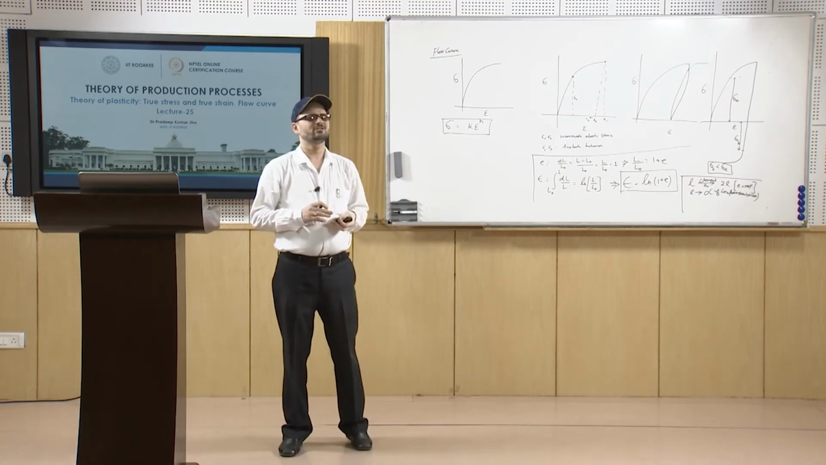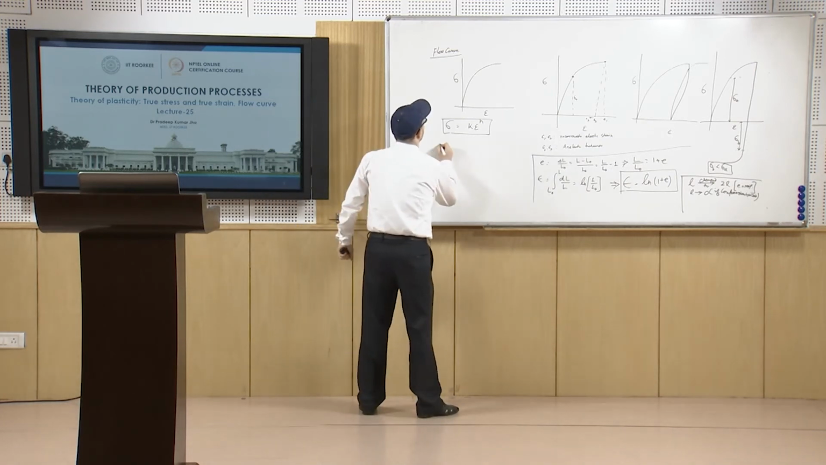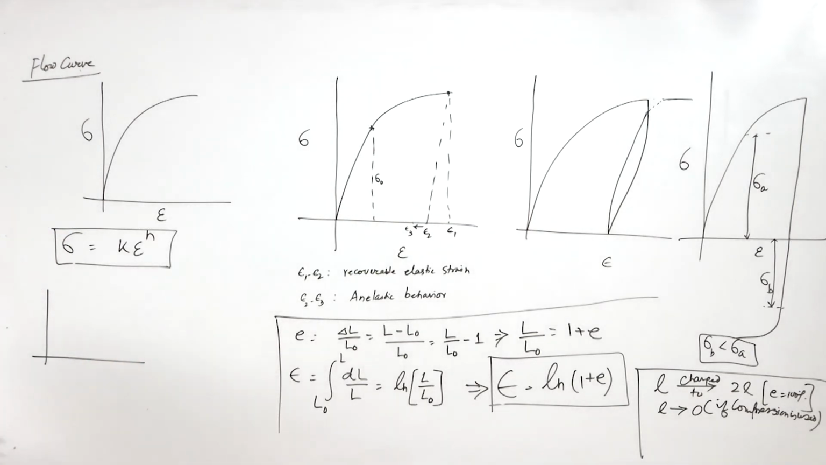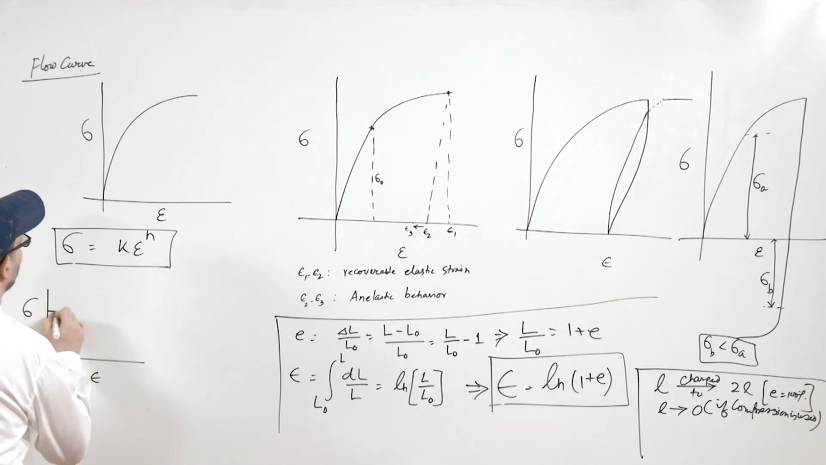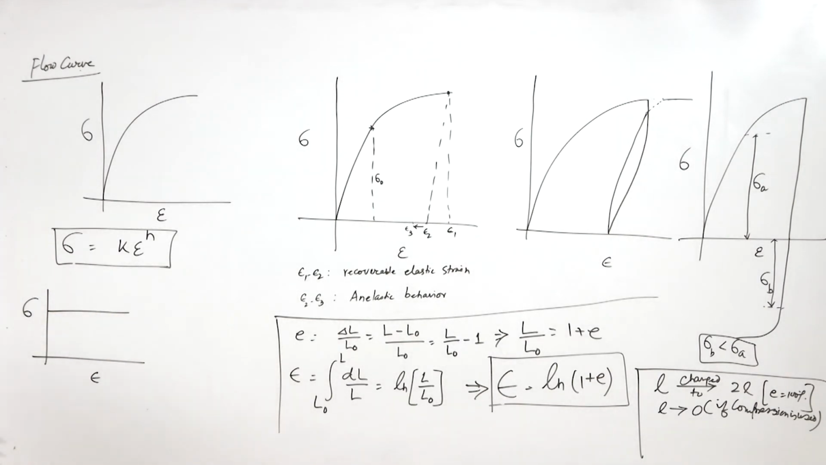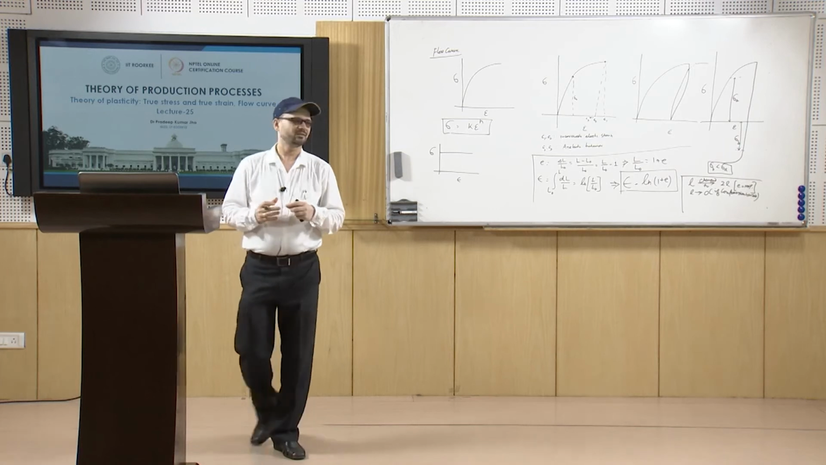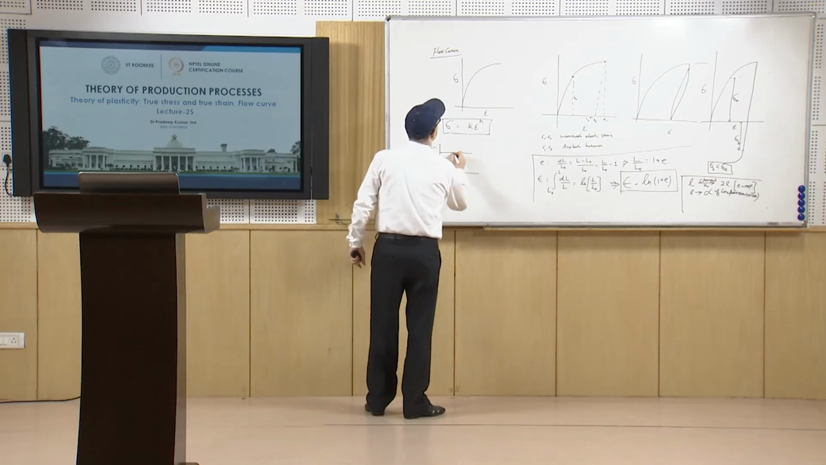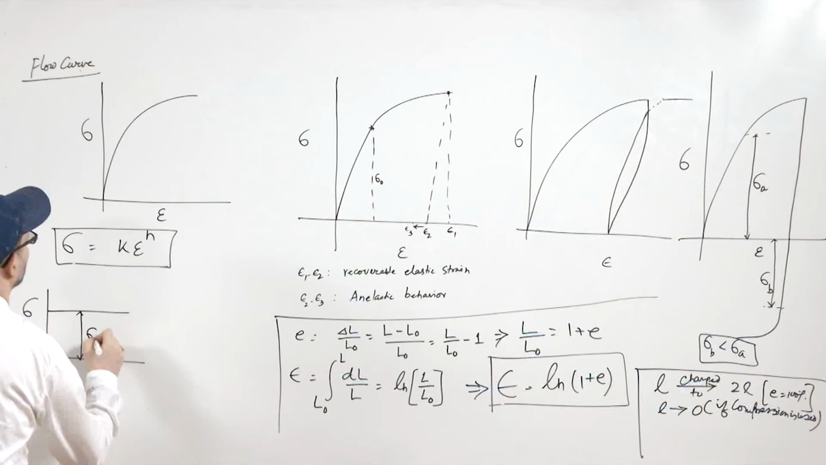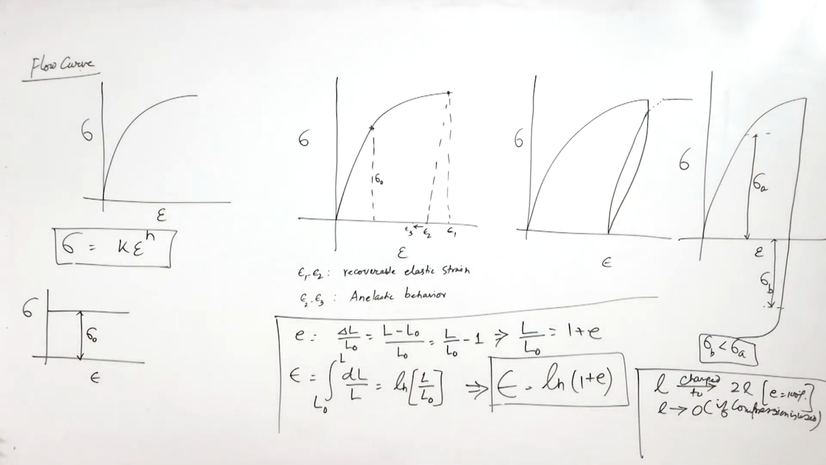You have different kinds of curves. The sigma-epsilon curve may be of different types. Suppose you have sigma and epsilon, you may have this curve. This is an example of a rigid and ideal plastic curve. Such curves are idealized flow curves for rigid ideal plastic material.